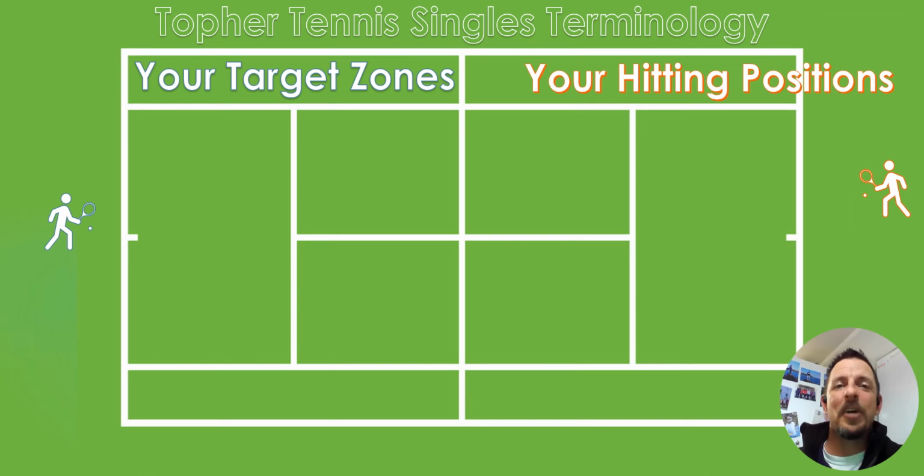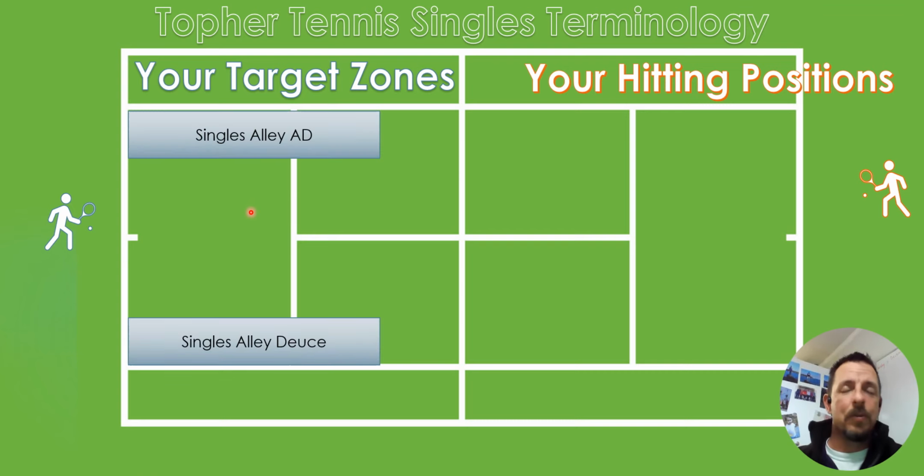All right, tennis students, here we are taking a look at our singles terminology when we're talking about where we're hitting from, our hitting positions, and where we're hitting to, which is our hitting target zones. So this is going to be quick and easy for you to understand as we're going to start talking about our target hitting zones when we're hitting on our opponent's court.